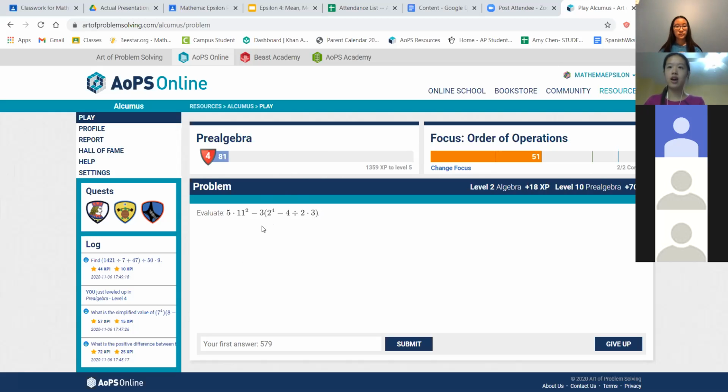So now we have 5 times 11 squared minus 3 times 10, because the parentheses we've evaluated to 10. So 11 squared is 121, so we simplified the exponent. So 5 times 121, that's 605. So it would be 605 minus 3 times 10, which would be 605 minus 30, which would be, I'm pretty sure it's 575, if I'm not mistaken.